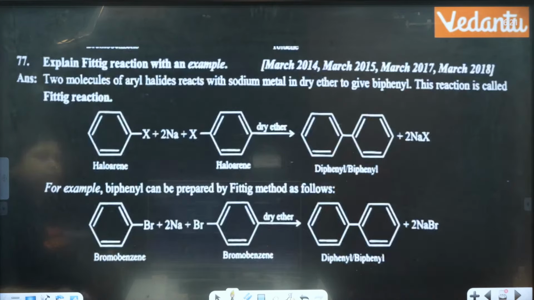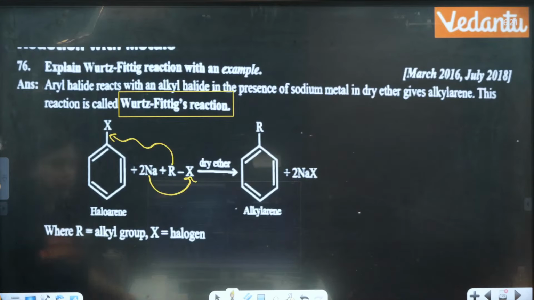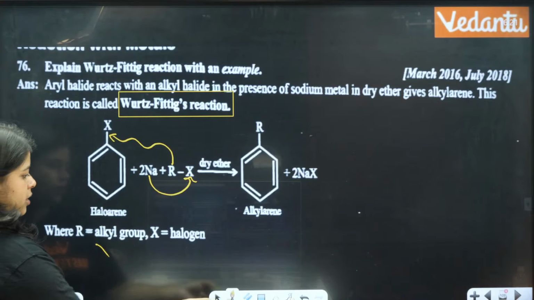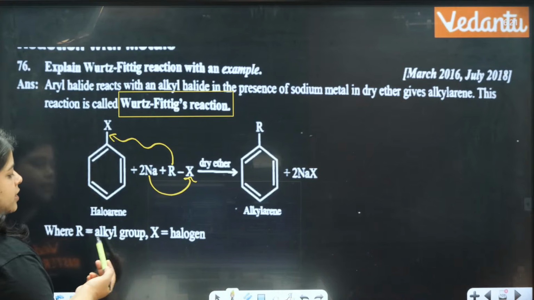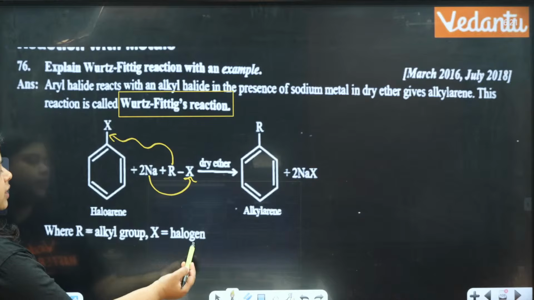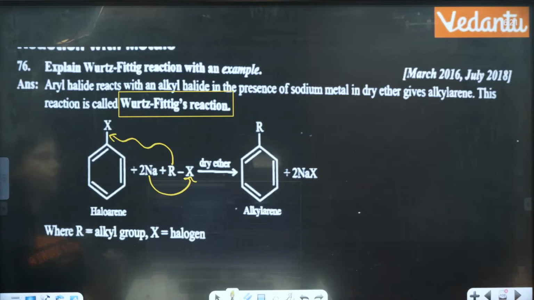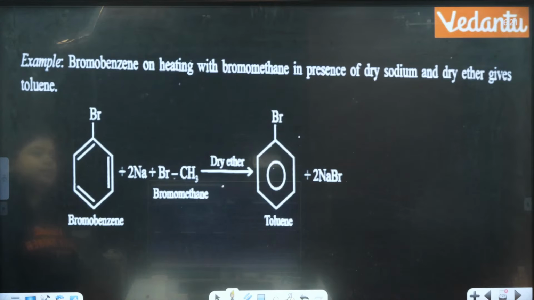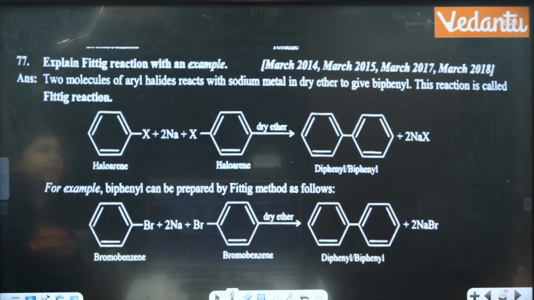Next example, which one can we take? You can take anything as an example. Means in the place of X, as already mentioned here, in that place you can take an alkyl group. In the X place you can take any halogen. That is also called a functional group. Okay.